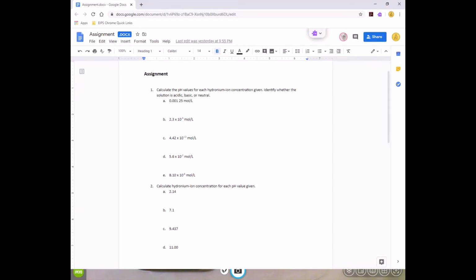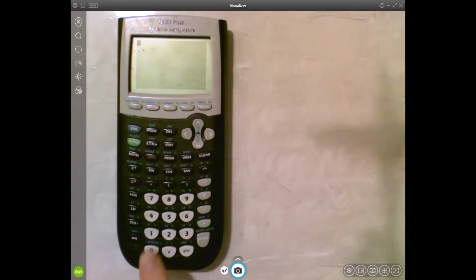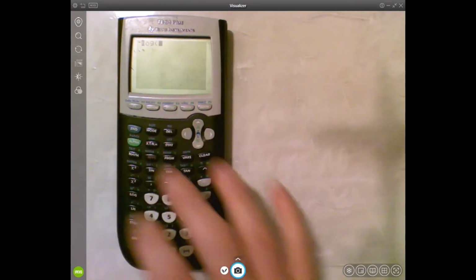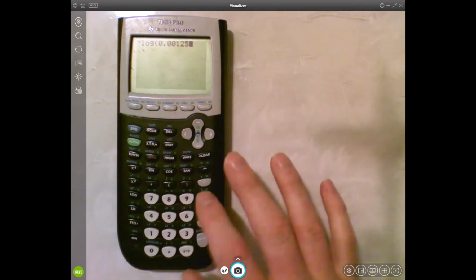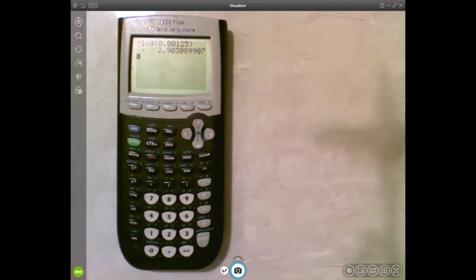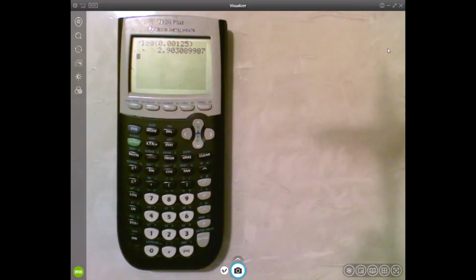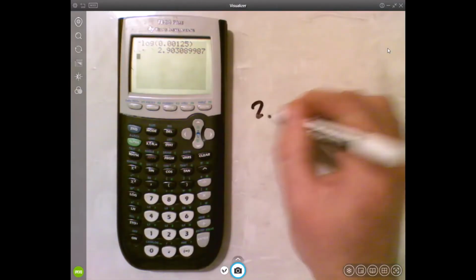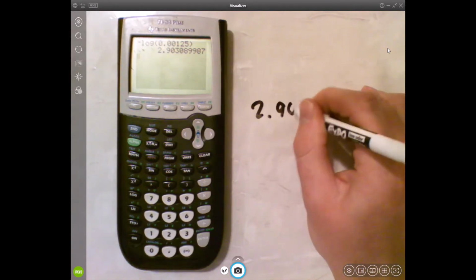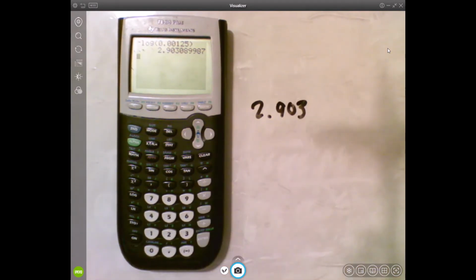So if we want 0.00125, then we would just type in negative log of 0.00125, and then we would get that as our answer. And in terms of sig digs, you want to base it on the question. So in the question, this is a normal number, so we have 3 sig digs, so we want 3 numbers after the decimal place. So our answer would be 2.903. So that's for the first one.